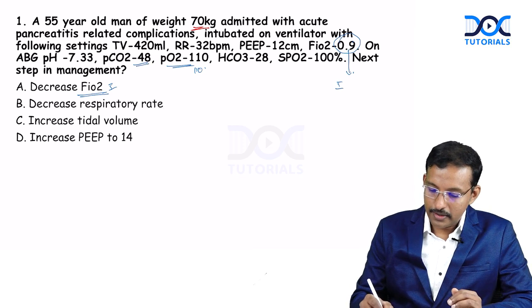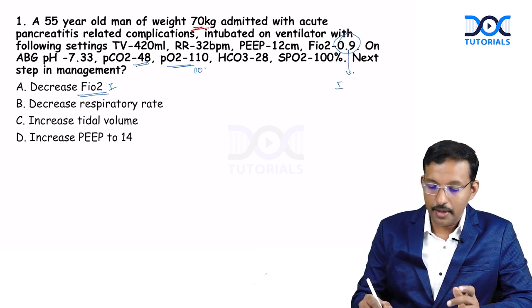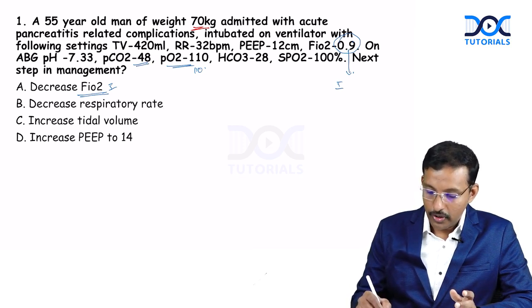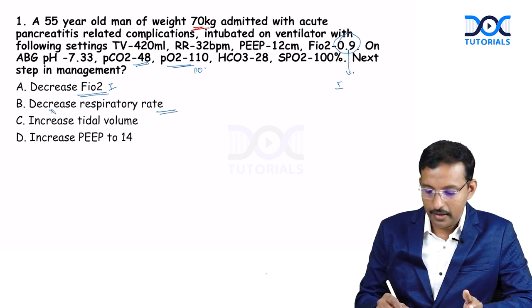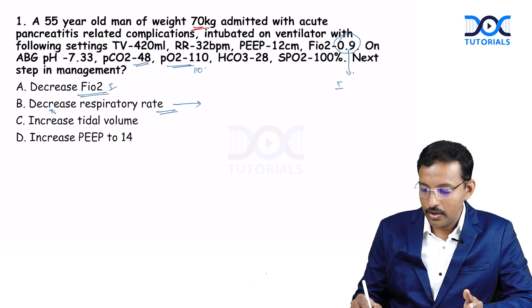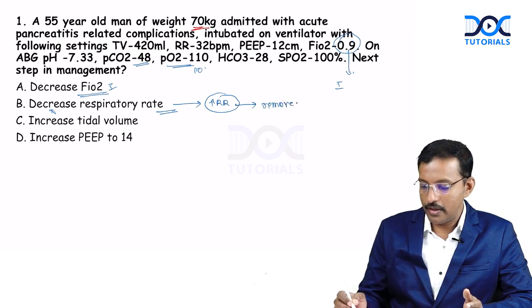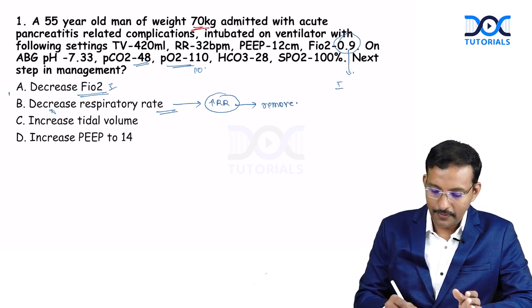Now PCO2 is 48 or hypercapnia. What you have to do is, even if you have to do that, it is not reduction in the respiratory rate. In fact, you increase the respiratory rate, which is not there in your option, is probably the next step in order to remove the carbon dioxide, which is not there in your MCQ. So that is also not the answer.